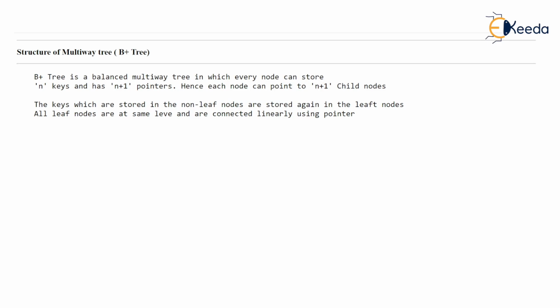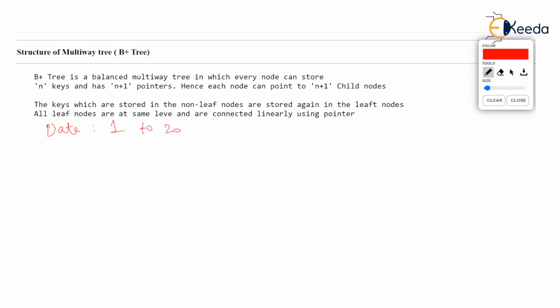So let's take an example where we are given data again. The data is 1 to 20. The question is: construct a B plus tree of order 5. Now order 5 means there will be 5 pointers in every node, so there can be 4 keys. Let's check how you construct a B plus tree.